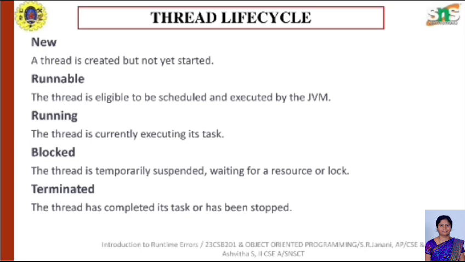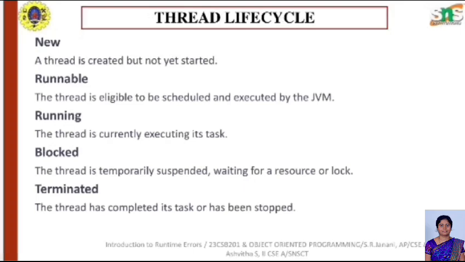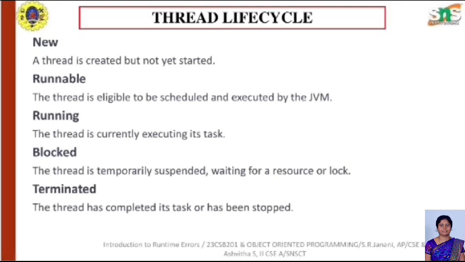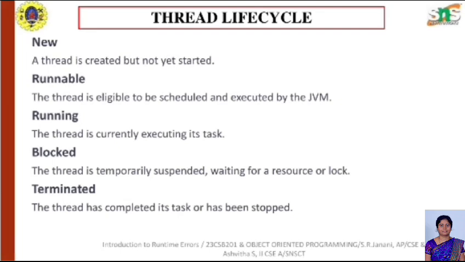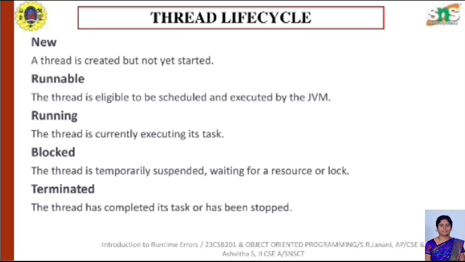The next topic is the thread life cycle. There are a few stages in the life cycle of a thread. They are new, runnable, running, blocked, and terminated. In the new stage, a thread is created but hasn't started yet. And the second stage is runnable. Here the thread is ready to be executed and it is waiting for the CPU to handle it.